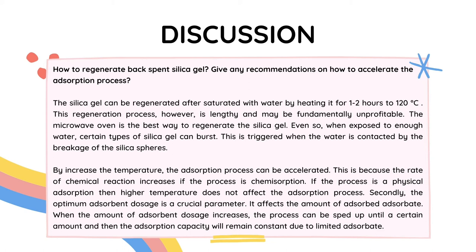By increasing the temperature, the adsorption process can be accelerated. This is because the rate of chemical reaction increases if the process is chemisorption. If the process is physical adsorption, then higher temperature does not affect the adsorption process. Secondly, the optimum adsorbent dosage is a crucial parameter. It affects the amount of adsorbate. When the adsorbent dosage increases, the process can be sped up until a certain amount, and then the adsorption capacity will remain constant due to limited adsorbate.